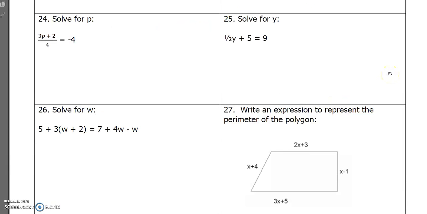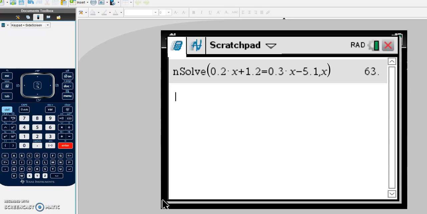Okay, number 24, we're solving for p. Again, if you'll look at your problem, we only have a p in there. We don't have different variables. So again, we can do this on nSolve. So let me get the calculator up here. And I'm going to write the problem up here again for us so we have it. Sorry, here we go. All right, so we have 3p plus 2 over 4 equals -4.